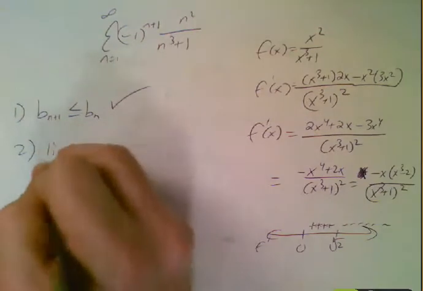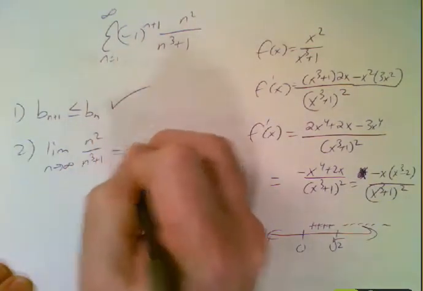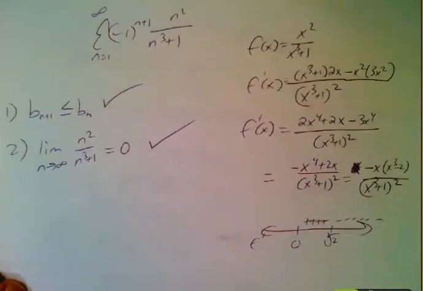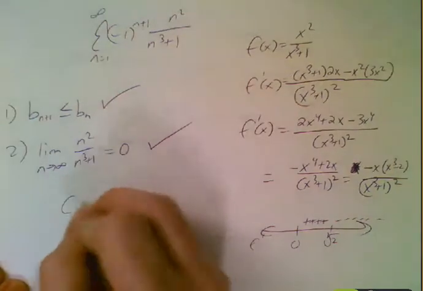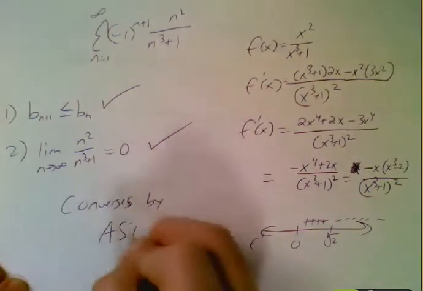Well, the limit as n goes to infinity for n squared over n cubed plus 1 is 0. Done. Okay, and that's basically it. Satisfy those two conditions, and you can use the alternating series test. Converges by alternating series test.